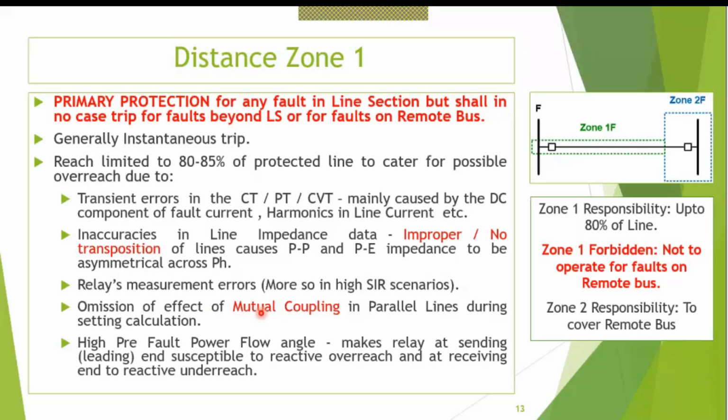Omission of the effect of mutual coupling in parallel lines during setting calculations. Even till today, for mutual coupling in parallel lines, we have mutual compensation, but it is applied only for fault location, not for zone decision. Majority of relays don't apply it. Only I think Siemens takes it in zone decision. Others are all in the fault location calculation.